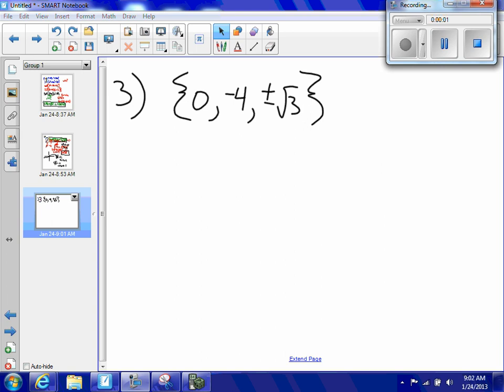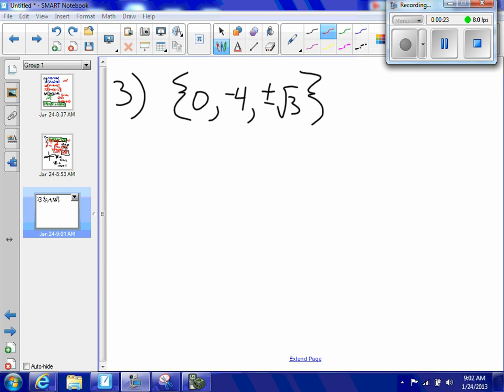This is the Chapter 5 quiz number 2, problem number 3. So it says, write a polynomial in standard form, meaning highest power to lowest power, that has the solutions 0, -4, and plus or minus radical 3. So those are my solutions.